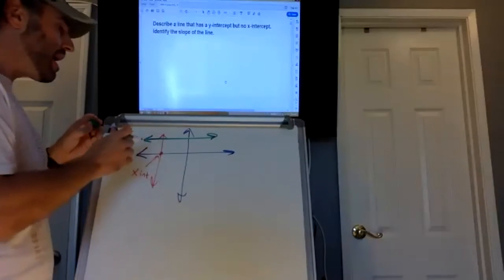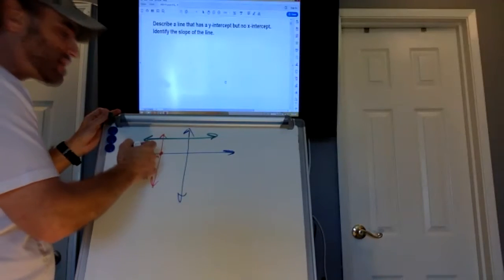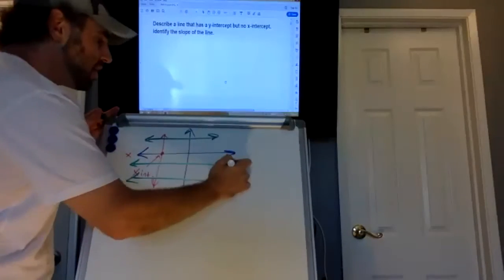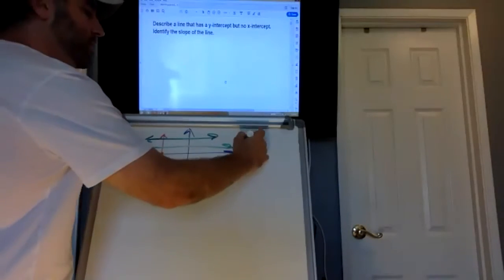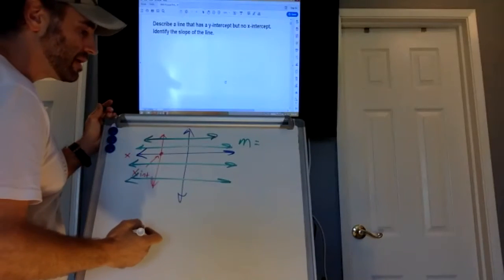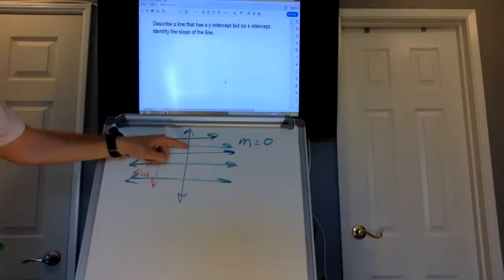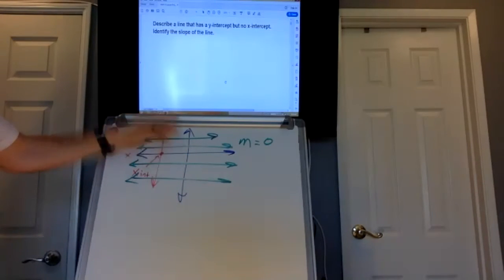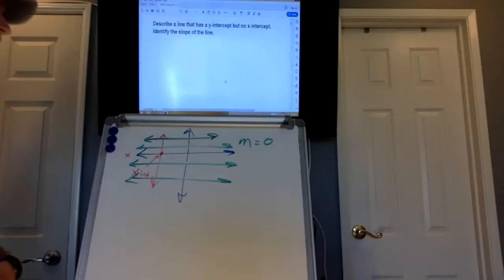As long as the horizontal line is not on the x-axis, anywhere else, even if it's close, it works. Any horizontal line other than the x-axis, and the slope would be what, everybody? 0. And all of these have y-intercepts, different y-intercepts. As long as the y-intercept is not 0, then you're not going to touch the x-axis. Okay? All right.